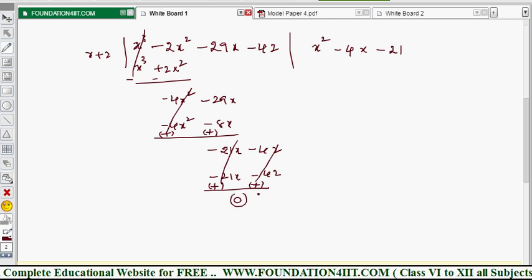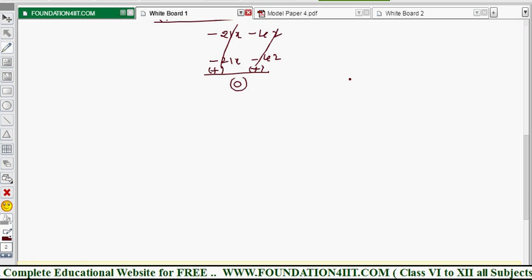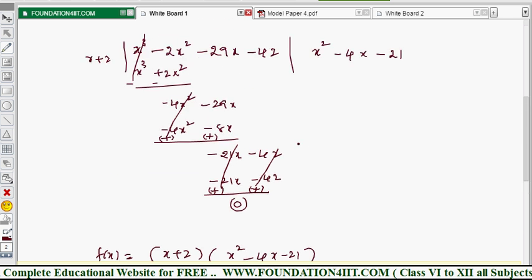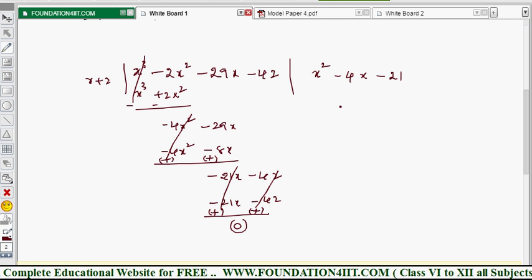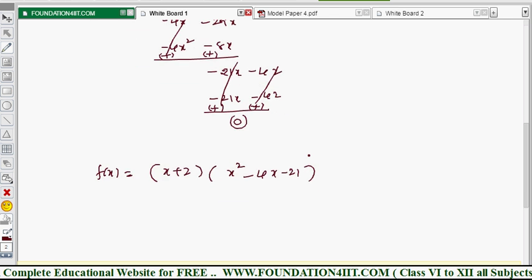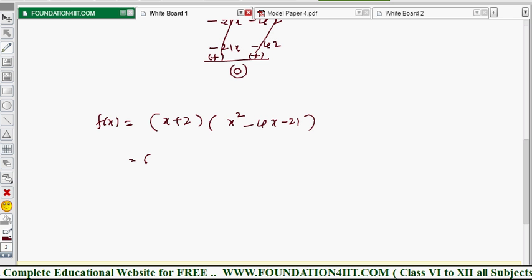So if you get the 0, then x square minus 4x minus 21 is the quotient. Finally we got f of x is equal to x plus 2 into x square minus 4x minus 21. Now we take the quotient and factorize it. Therefore this is x plus 2. Now x square minus 4x minus 21 is to be factorized.